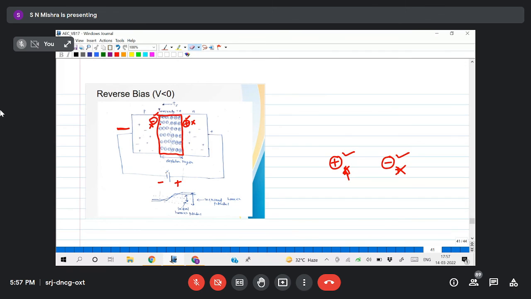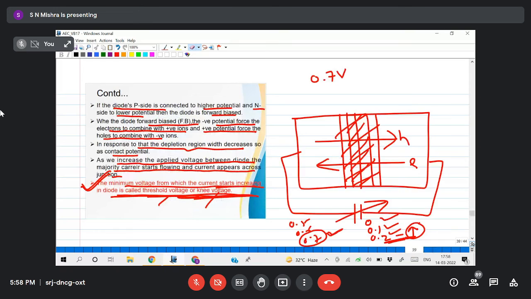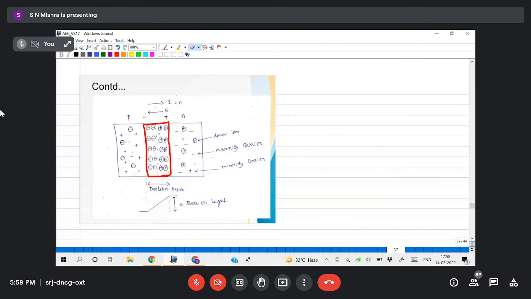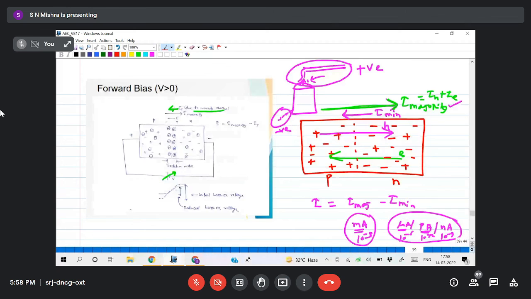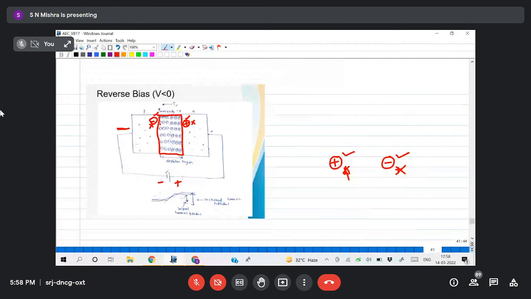Now, is it possible for the majority carriers, holes from the P side to the N side and electrons from the N side to the P side, to move? No, because in no bias they are not moving. Where two layers of ions are present, the majority carriers stop moving. Here three layers of ions are there, so definitely the majority carriers will not flow. So you can see majority current is 0.